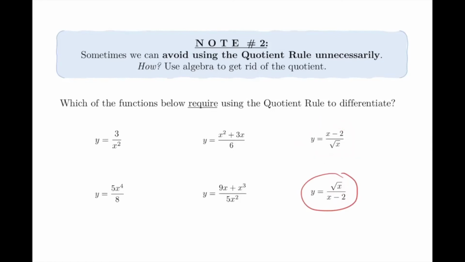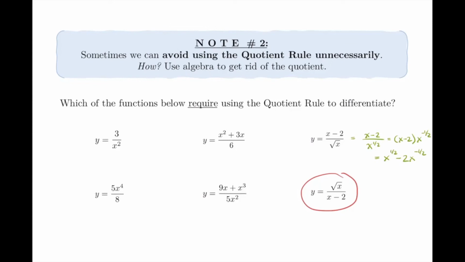However, in the function above this one, we can rewrite this as x minus 2 over x to the 1/2. Then we can bring up that x to the 1/2 and look at it as x minus 2 times x to the negative 1/2. Then we can distribute the x to the negative 1/2 and write this as x to the 1/2 minus 2x to the negative 1/2. Then we can use our simple derivative rules in order to differentiate this. You can do this process on every single one of the other functions here.